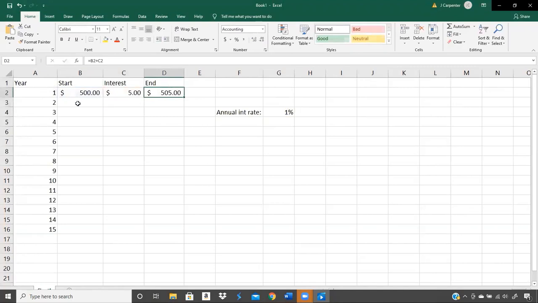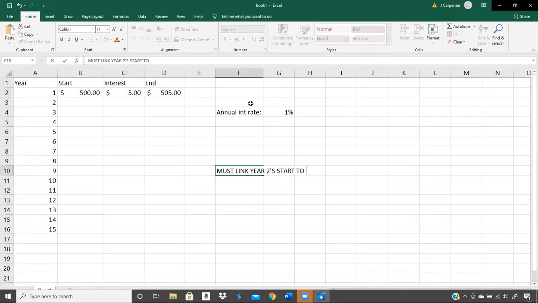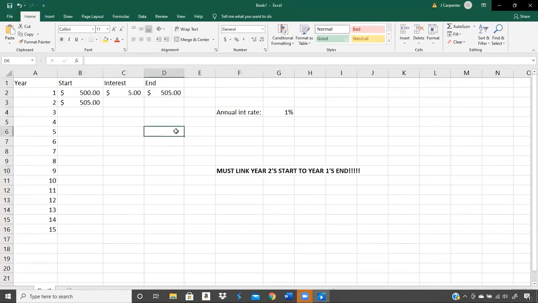Now remember, this is extremely important. I'm actually just gonna type this out as a sentence somewhere. You must link year two's start to year one's end. How do we do that? We click in year two's start, we go equals, and then we just click the ending balance from the last year. It's as simple as that. This right here is gonna continue to be an issue.